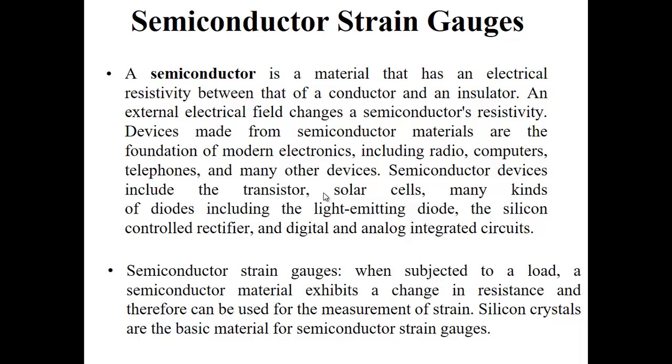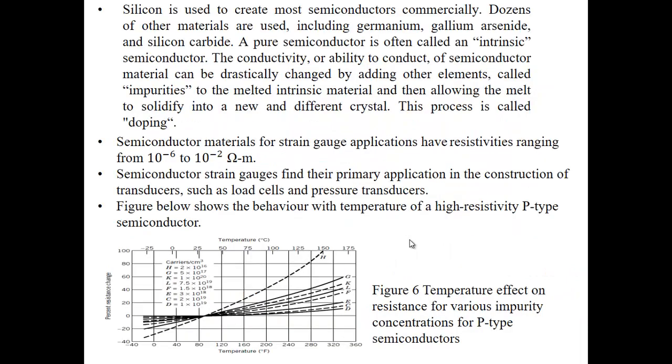This is just the introduction or the fundamentals of semiconductor history. A semiconductor strain gauge, when subjected to a load, a semiconductor material exhibits a change in resistance and therefore can be used for the measurement of strain. Silicon crystal is the basic material for the semiconductor strain gauge. They use a silicon crystal for the basic material for the gauge. Okay, silicon is used to create most semiconductors commercially.